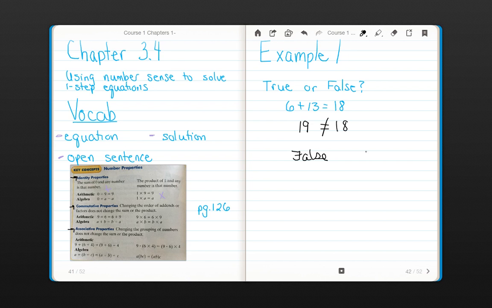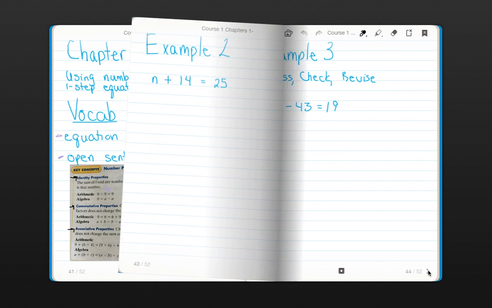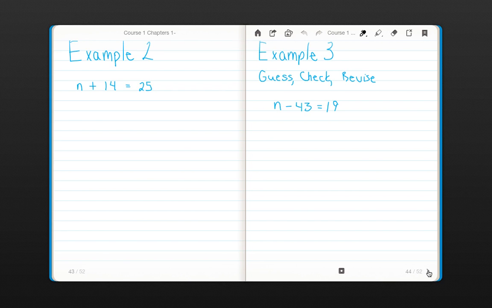Okay, let's take a look at example number 2. How many baseball cards do you need to add to the 14 cards you already have so that you have a total of 25 cards? Solve the equation n plus 14 equals 25. So I know that I have 14 baseball cards. I want to buy some more so that I have 25 baseball cards in all. So I'm going to think about, well, how would I solve this? How would I find a solution?